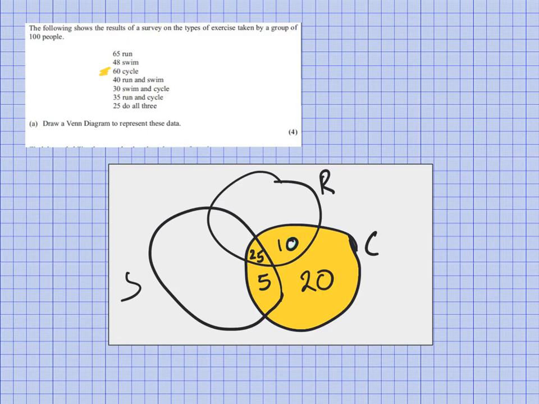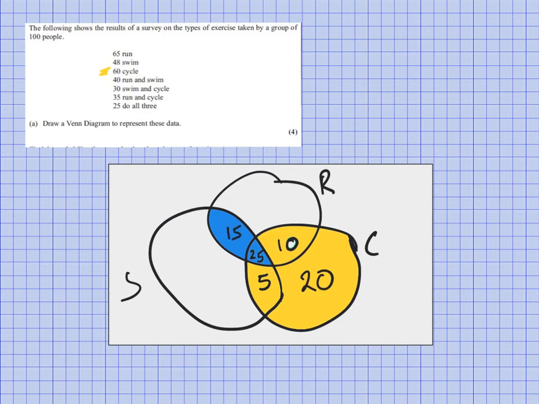We'll move on and look at now the overlap between swim and run. Swim and run should contain 40 people altogether. We've already used 25 in the overlap, which I will shade blue. So the total for the whole of the blue section comes to 40. 40 people run and swim. The whole overlap must be 40. So let's write that in. 25 there, add 15 comes to 40.